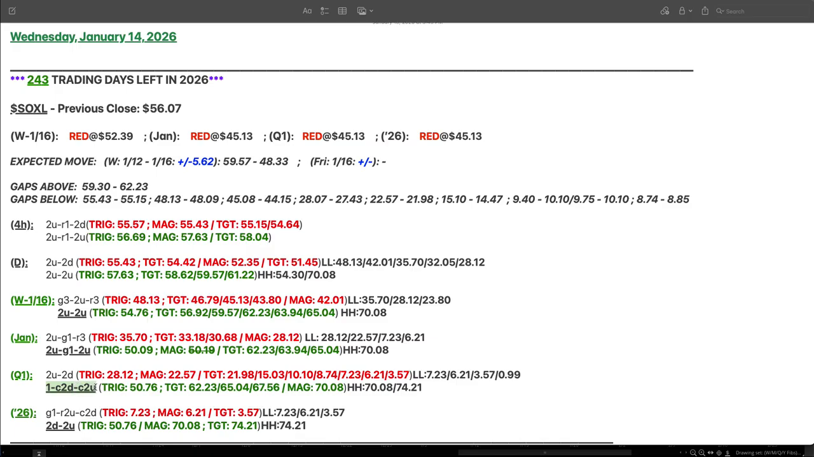which brings us to the quarter where we have triggered the 1 combo 2 down, combo 2 up at 50.76. Targets on the way up to the magnitude are 62.23, 65.04, and 67.56, but the ultimate magnitude for that move is 70.08, which ties directly into the year, which triggered a 2 down, 2 up early in the year at 50.76, and the magnitude of that move is 70.08. All right. So there you have it. Those are your triggers and targets for everything from a scalping perspective up to the 1-year chart.